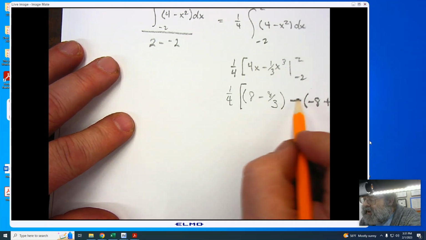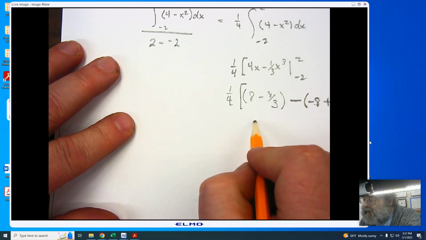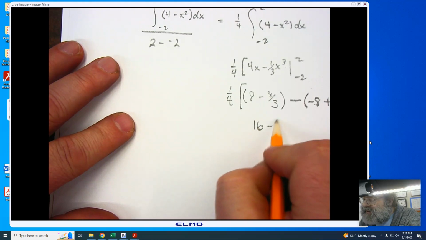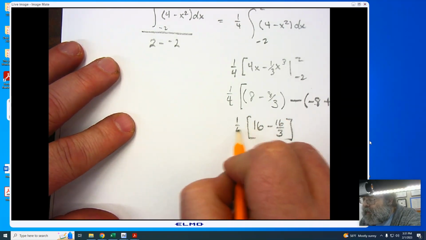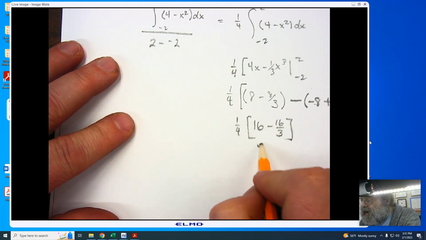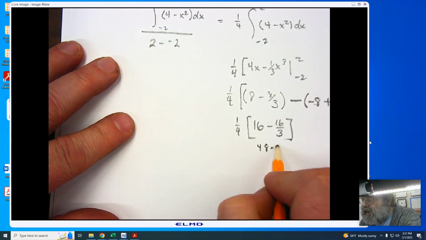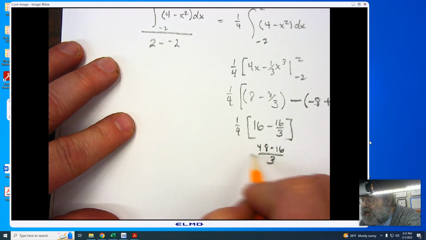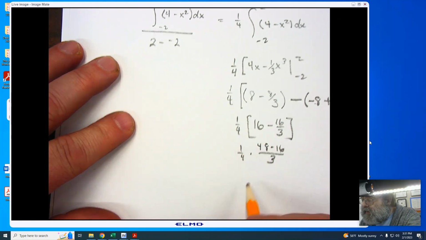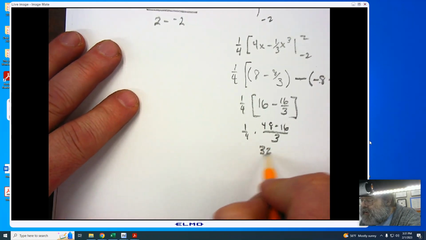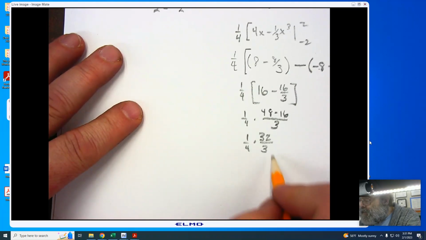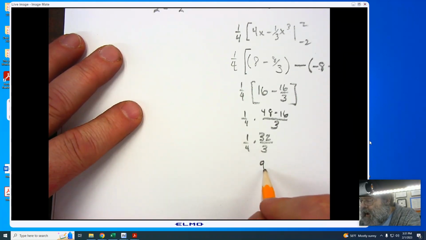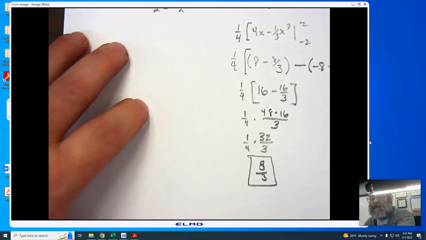Now you'll notice that's going to give me a double negative here and here, giving me 16 minus 16/3 times 1/4. Now if you get the common denominator, you are looking at 48 minus 16 divided by 3 multiplied by 1/4. And this is giving you 32/3 times 1/4. And you end up getting 8/3. And therefore 8/3 is my answer.